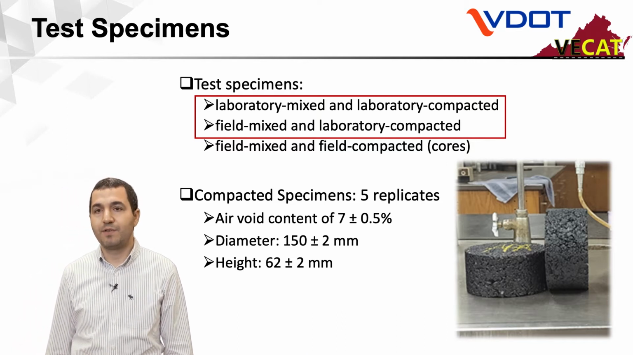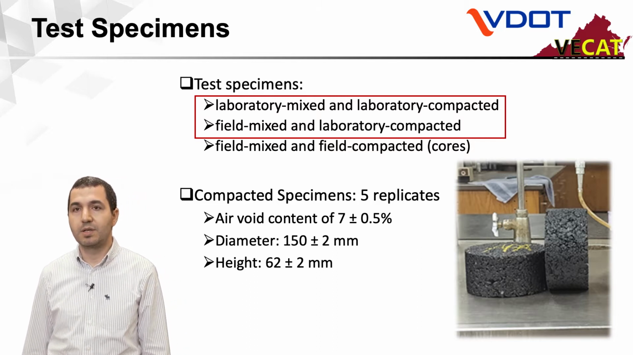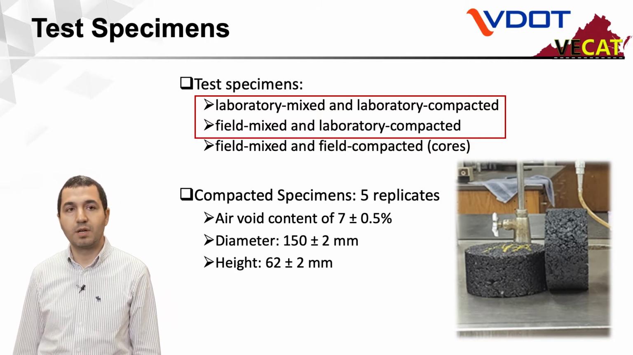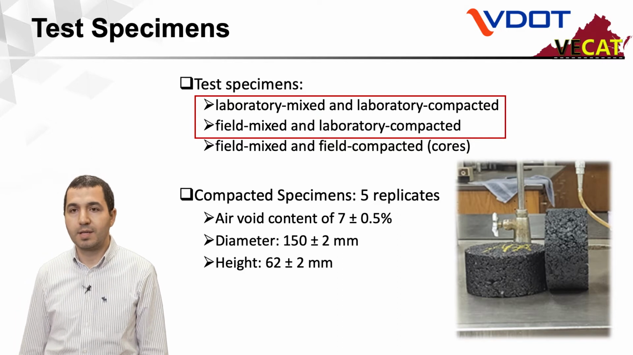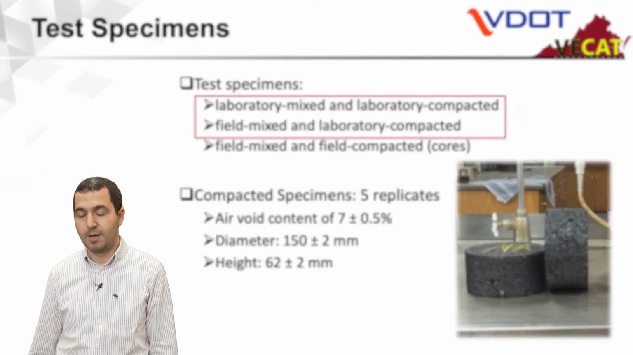Also, the spec requires 5 replicate specimens for testing under this method. Specimens have to be compacted to 7 plus minus 0.5% air void content with a diameter of 150 millimeter and a height of 62 millimeter.